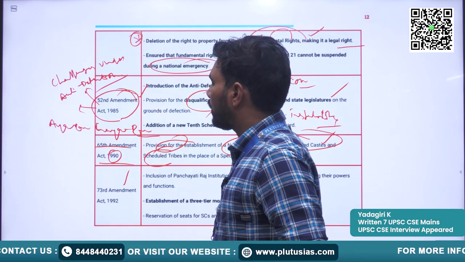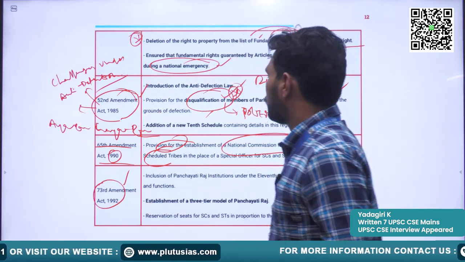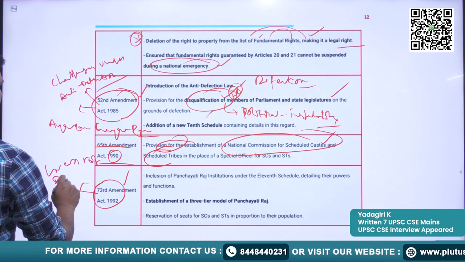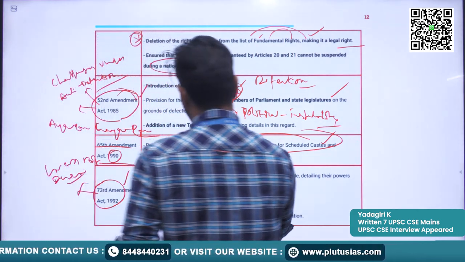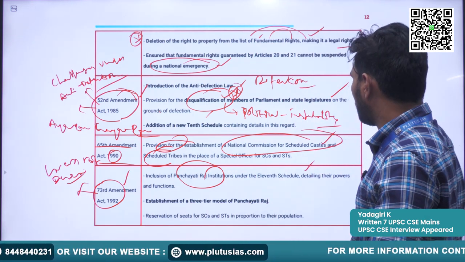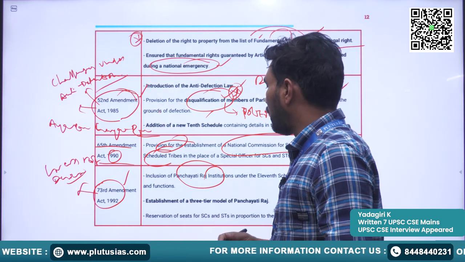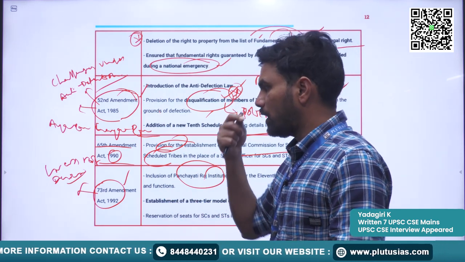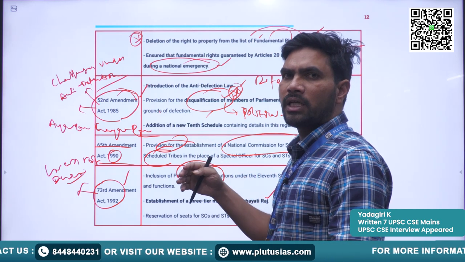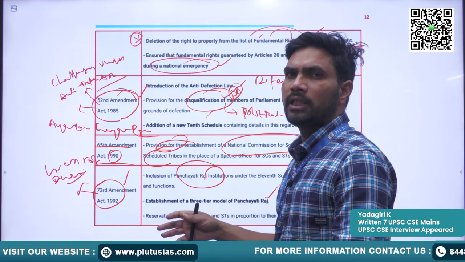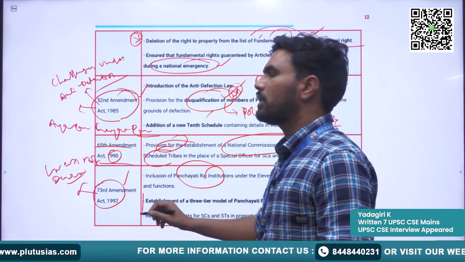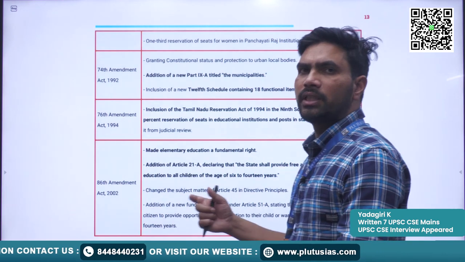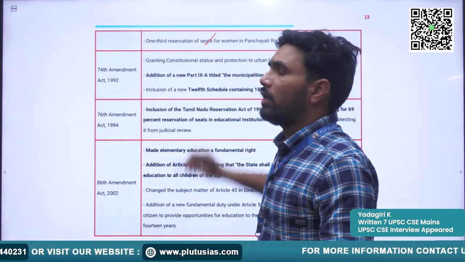Next is another important amendment act, the 73rd Constitutional Amendment Act. It is to realize grassroots level democracy. It included Panchayati Raj institutions under the 11th Schedule, detailing the powers and functions of these local bodies. It established a three-tier model for Panchayati Raj. Yesterday we understood the three tiers: village panchayats, mandal or block panchayats, and similarly panchayats at the Zilla Parishad, district level. So a three-tier structure has been created through this 73rd Amendment. Similarly, we have studied provisions for reservation of seats in the local bodies for SCs, STs, and also for women.